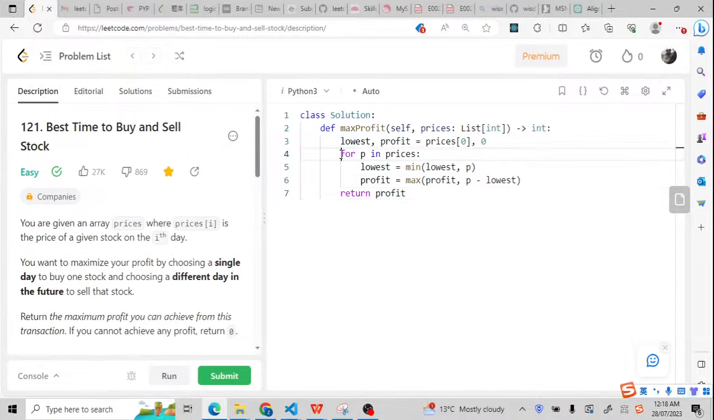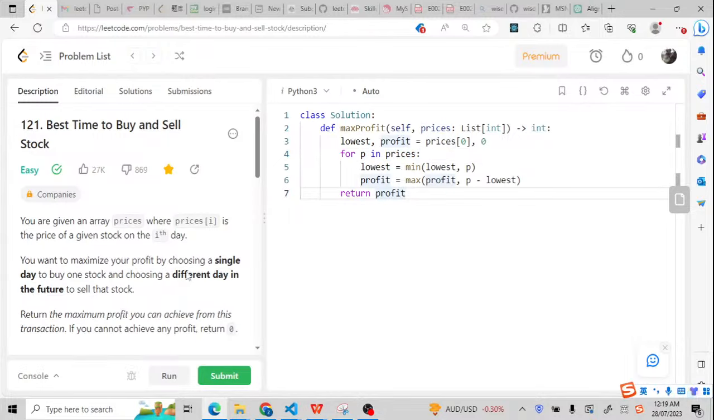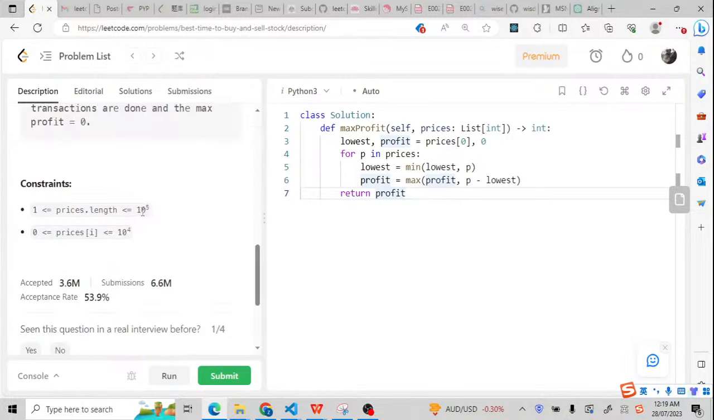Now let's analyze the time complexity. As we can see, there is only one for loop, and this for loop is for the whole size of the prices array. So the time complexity is O(n). Let's check the value of n. n is 10 to the power of 5. It means O(n) is okay.